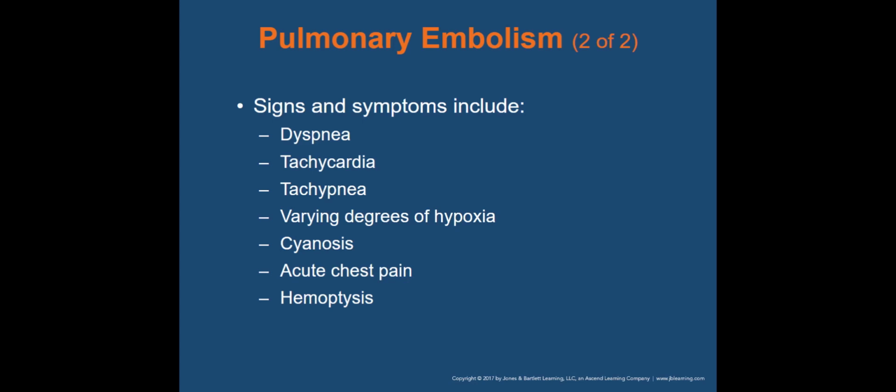They may be satting at, say, a 96 or a 98%. But then you look at their skin signs and they're pale and cool. You look at their pulse rate, it's rapid. And you look at their work of breathing, and they're not necessarily working hard to breathe, but they're breathing very fast. So those are all considerations for high flow O2, right?